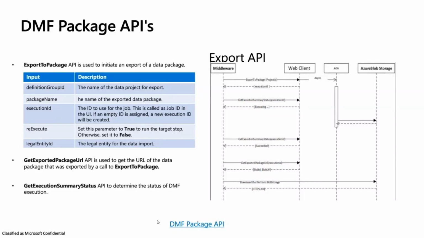And then you can download that file from blob storage using an HTTP connector. Here again, you have the option of using get execution summary status to get the status of that particular DMF data project.